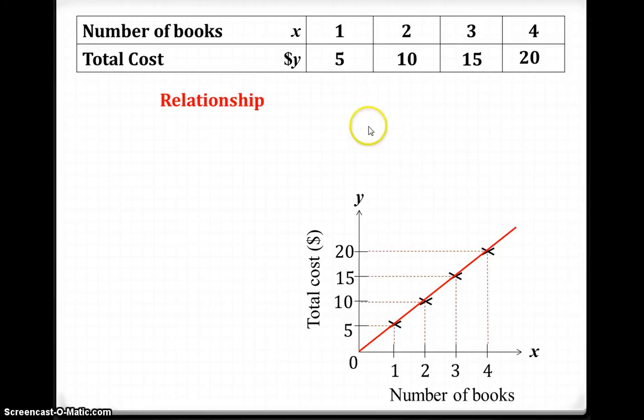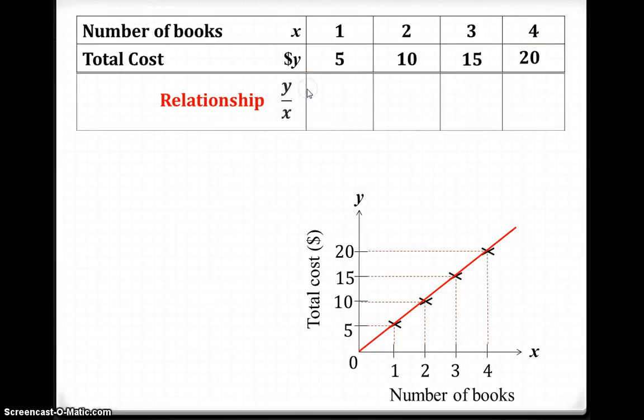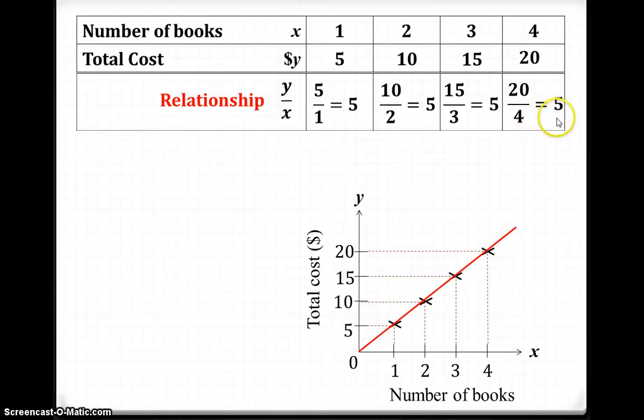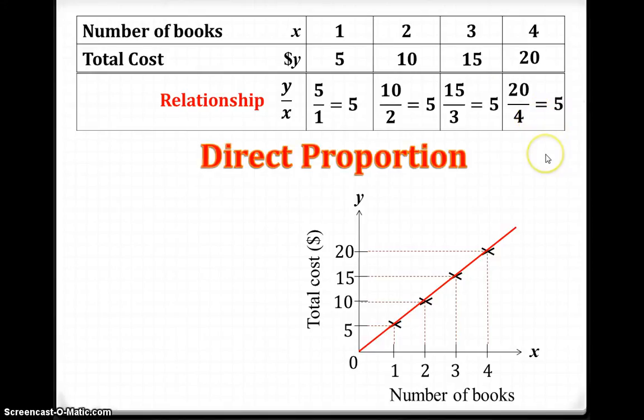In terms of relationship for a direct proportion, how do we determine the sets of data? Are they in direct proportion or not? We will use y divided by x and check, is y divided by x a constant number? So in this case, you will see when I take the y, let's say 5 divided by 1, you get 5. 10 divided by 2, 5. 15 divided by 3, 5. And 20 divided by 4 also will get 5. So in this case, we can confirm that this table of data is in direct proportion.